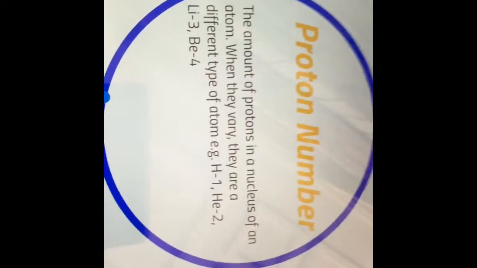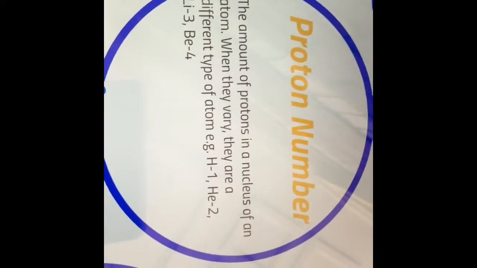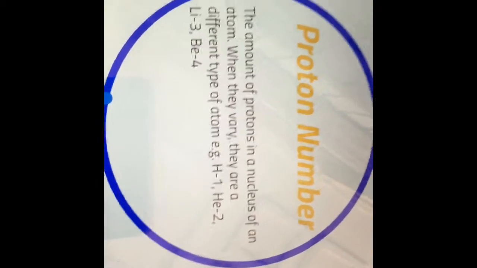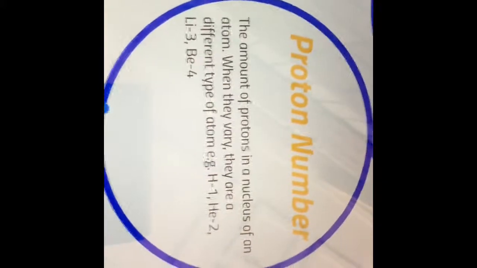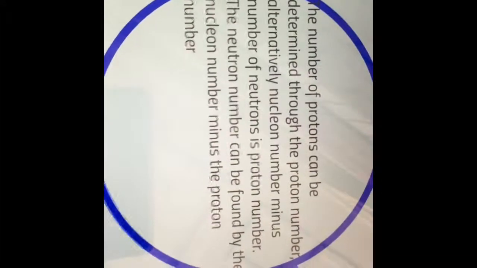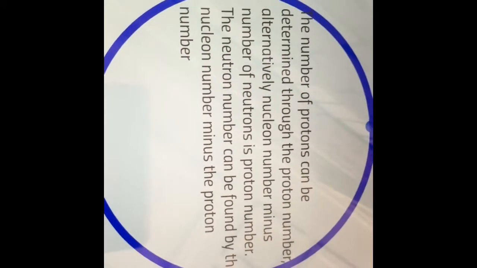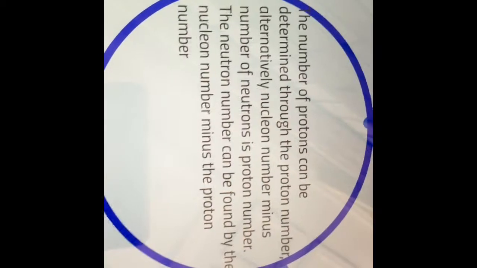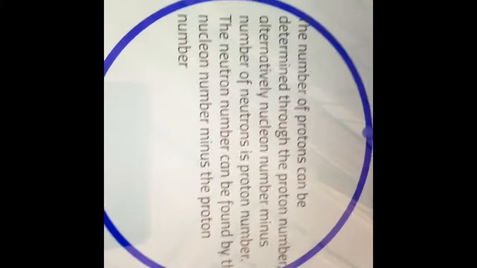The proton number is the amount of protons in a nucleus of an atom. When they vary, they are different types of atoms. Hydrogen is 1, helium is 2, lithium is 3, and beryllium is 4. The number of protons can be determined through the proton number. Alternatively, nucleon number minus the number of neutrons is the proton number. The neutron number can be found by the nucleon number minus the proton number.